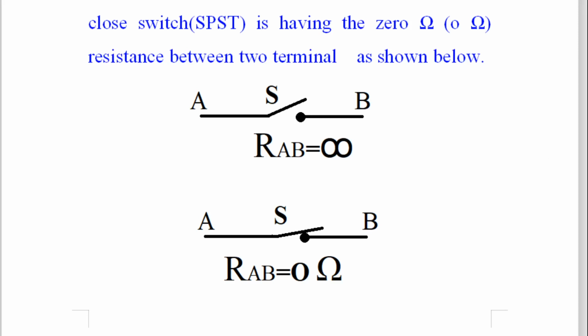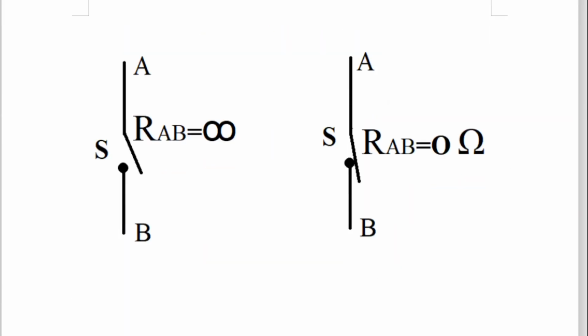Now, when you talk about the same switches, whether horizontal or vertical, there is no change in the behavior. If you hold the switch vertical and it is open, RAB is equal to infinity. When you close the switch, S is closed, RAB, the resistance between terminal A and B, is now 0 ohm, because terminal A and terminal B are short circuited through the closed switch. This is a very simple thing.